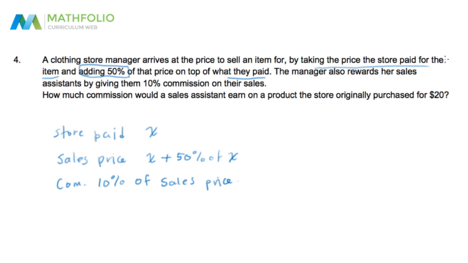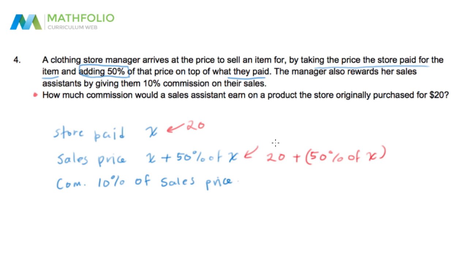Okay, so let's switch color. We're going to move to red. The final question here, very important. You've got to understand this. How much commission would a sales assistant earn on a product the store originally bought for $20? So if this was $20, we've first got to think, how much was the sales price? Well, the sales price would be 20, which is our X, plus 50% of X. Okay, so this would give you the sales price.